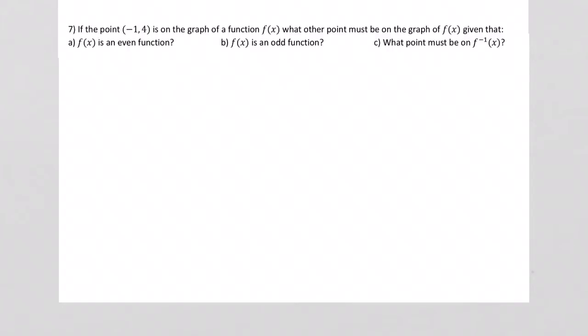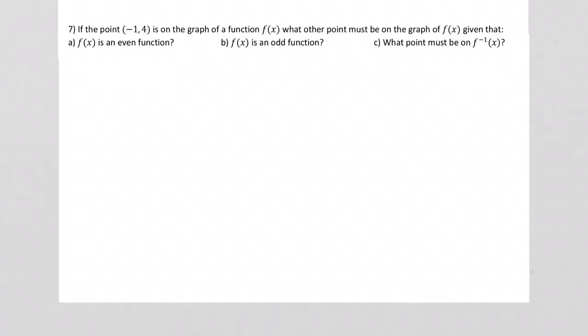Let's talk about this problem, though. This is getting at what we were just talking about. If the point -1,4 is on the graph of a function f of x, what other point must be on the graph of f of x, given that f of x is an even function?